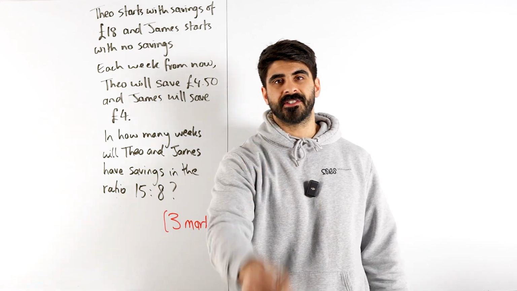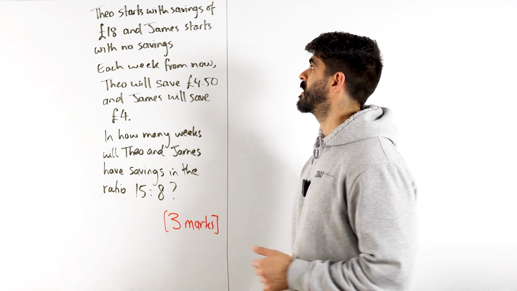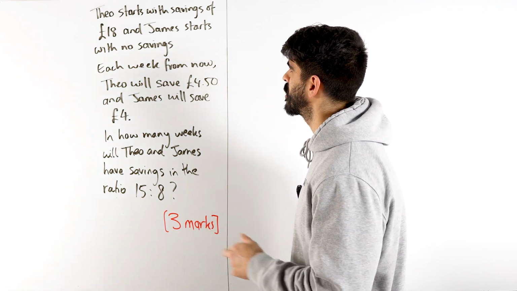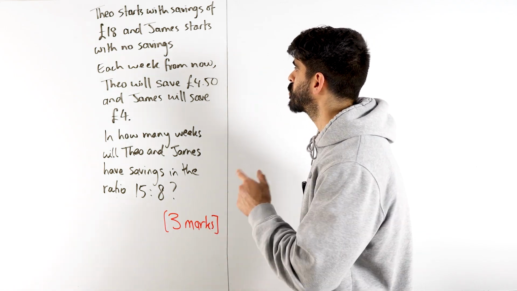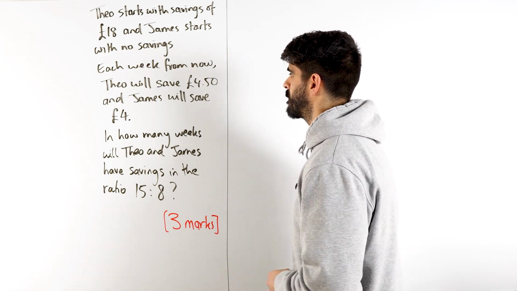Applications of linear sequences. Let's take a look. It says Theo starts with savings of £18 and Jarmez starts with no savings. Each week from now, Theo will save £4.50 and Jarmez will save £4.